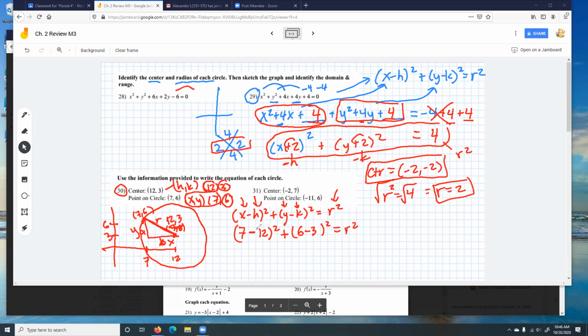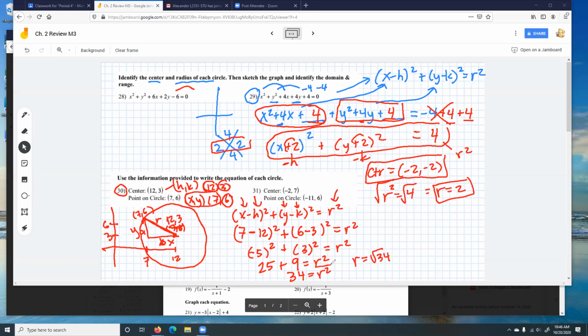Okay, so 7 minus 12 gives us negative 5 squared. The negative is going to go away when we square it. 6 minus 3 is going to give us 3 squared equals r squared. So this is total Pythagorean theorem. Negative 5 squared is 25. 3 squared is 9 equals r squared. We go ahead and add these together. 25 plus 9 makes 34 equals r squared. So the radius is the square root of 34.